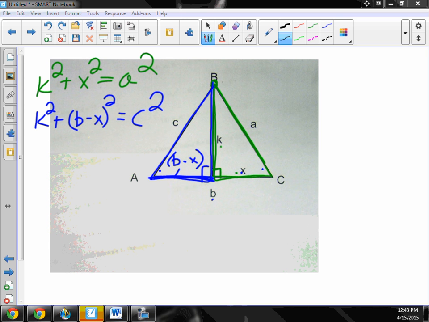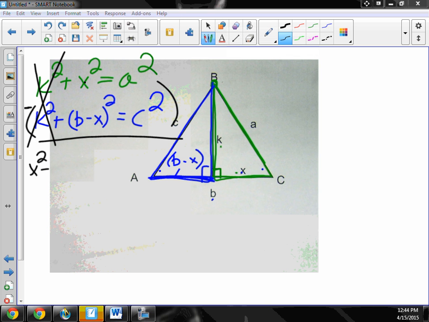Okay? Well, what if we combine these two equations to eliminate the K squared? So what I'm going to do is subtract each of these from the one above it. K squared minus K squared, 0. So now I've gotten rid of K. What is X squared minus B minus X squared? Yeah, you can't actually do that, so we'll just write X squared minus B minus X squared equals A squared minus C squared.